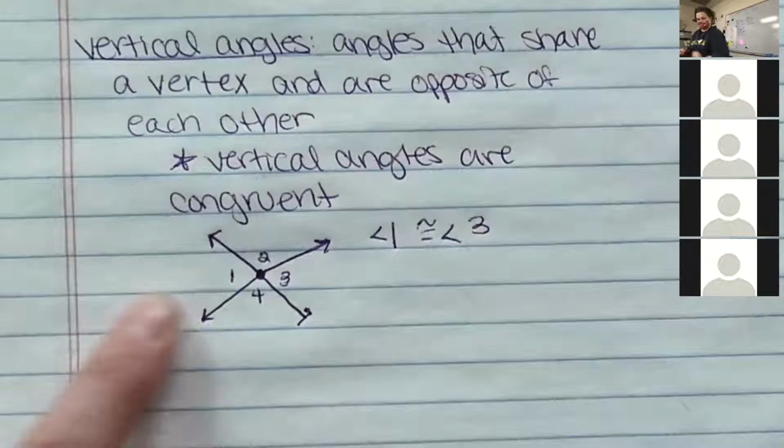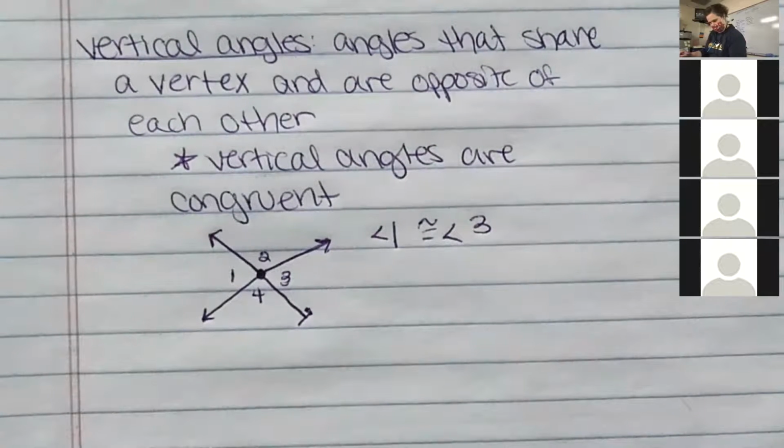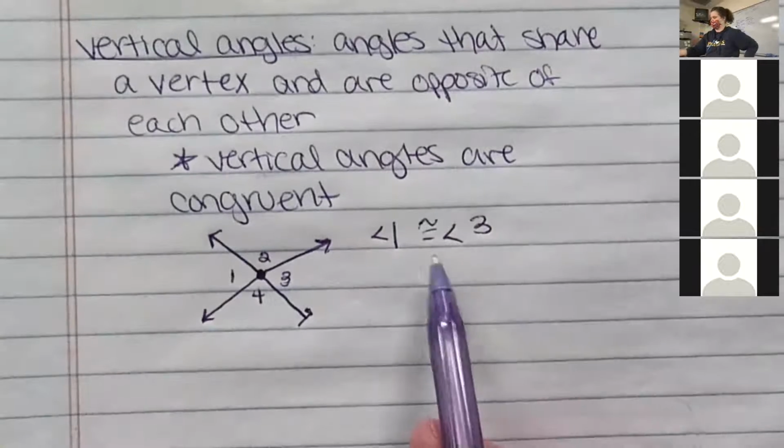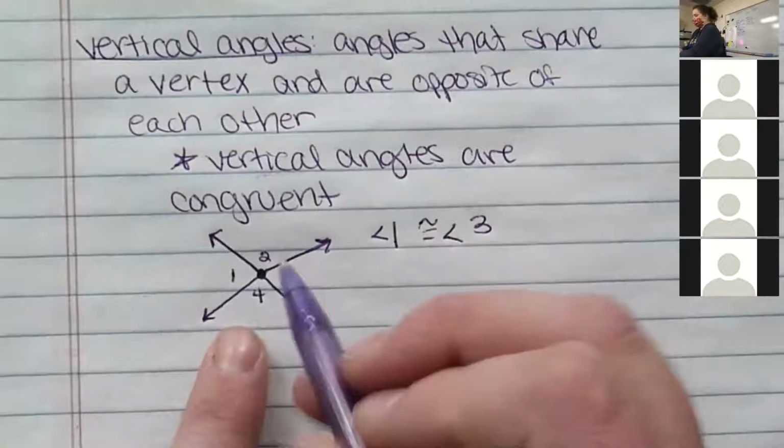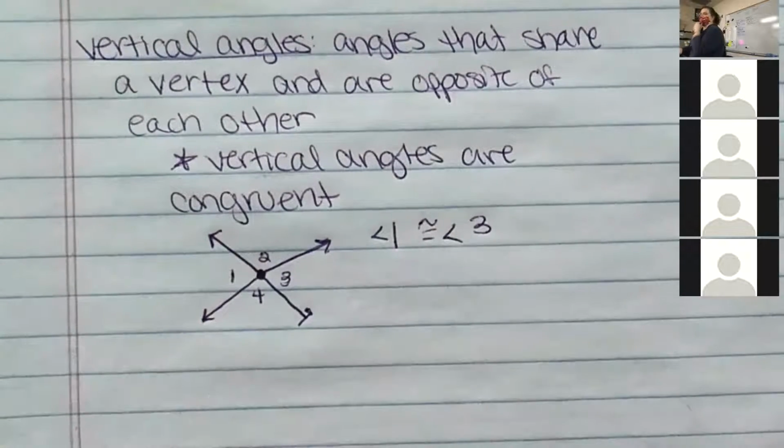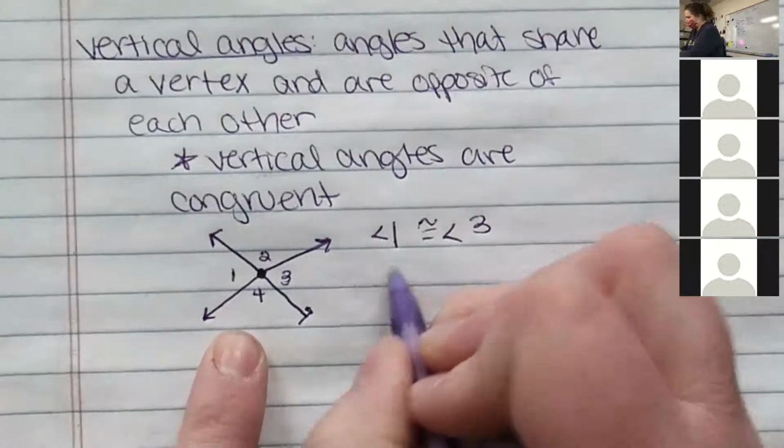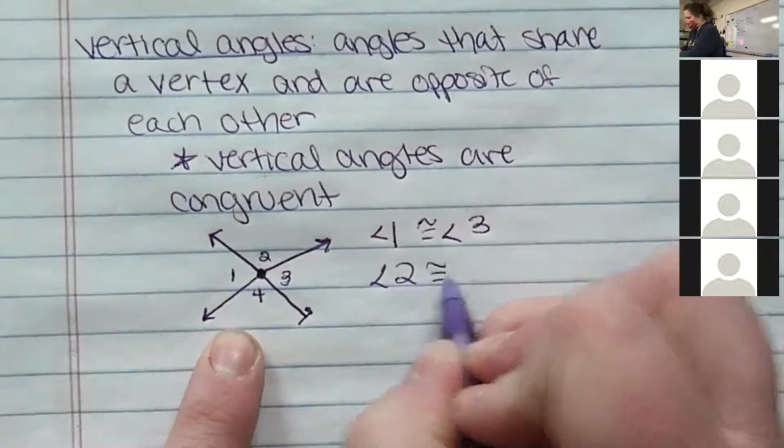Now that sign means congruent. I'll take those notes right after. Angle 2, where's that vertical angle? Angle 4. Yep. And so angle 2 is also congruent to angle 4.